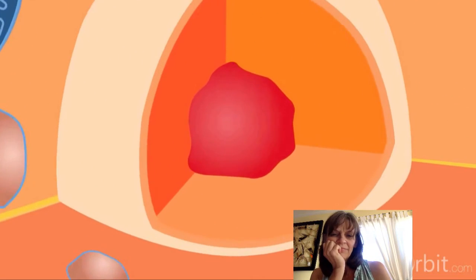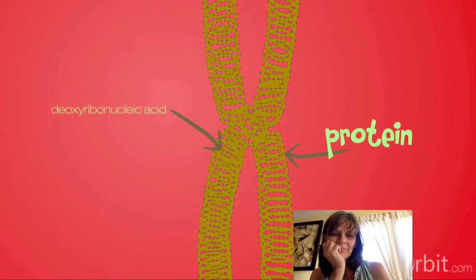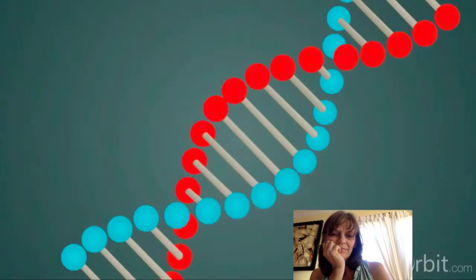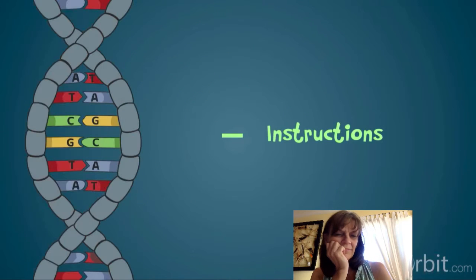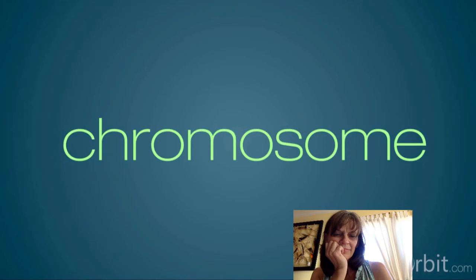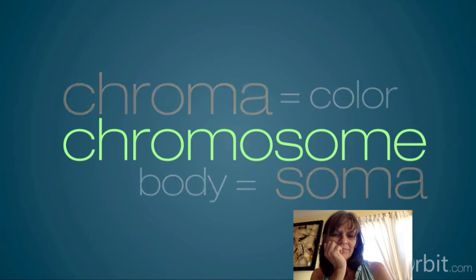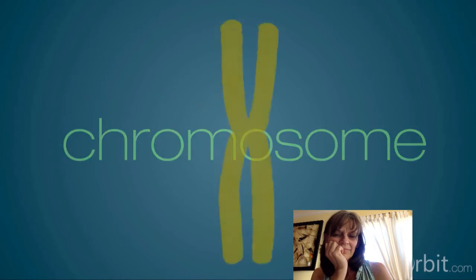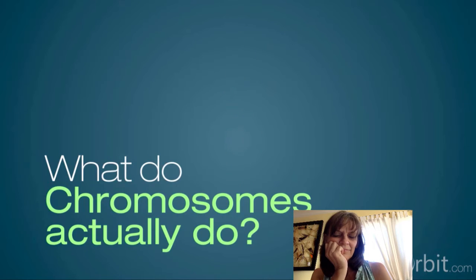Now let's explore chromosomes. Chromosomes are thread-like structures located inside the nucleus of animal and plant cells. Each chromosome is made of protein and a single molecule of deoxyribonucleic acid, or DNA. Passed from parents to offspring, DNA contains the specific instructions that make each type of living creature unique. The term chromosome comes from the Greek words for color, chroma, and body, soma. Scientists gave this name to chromosomes because they are cell structures, or bodies, that are strongly stained by some colorful dyes used in research. So what do chromosomes actually do?